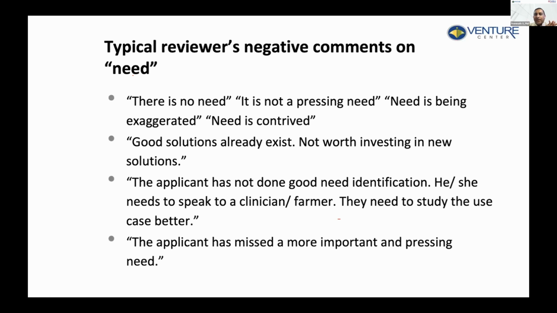These are some of the comments which we also see when people review it. There'll be as blunt a statement that there is no such need. Person claiming it is, it's not, need seems contrived, you know, they cooked it up, right? It can be an exaggerated need as well, or good solutions already exist, not worth investing in new solutions. The applicant has not done good need identification. He or she needs to speak to a clinician or a farmer. They need to study the use case better. The applicant has missed a more important and pressing need in this field, which is this. So all this can come up.